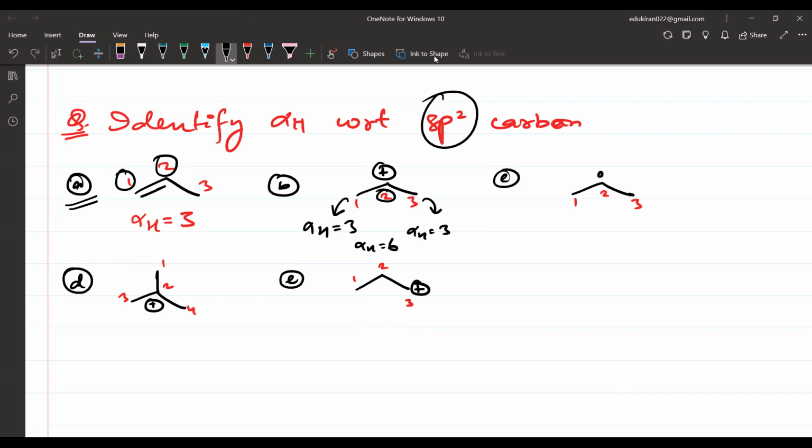6. What about in this case? This is free radical. Which is the sp2 carbon? Second. Total number of alpha hydrogen? 6. यहाँ पे कौन सा है? Which is the sp2? Second. Okay. Total number of alpha hydrogen? 9. What is the sp2 here?